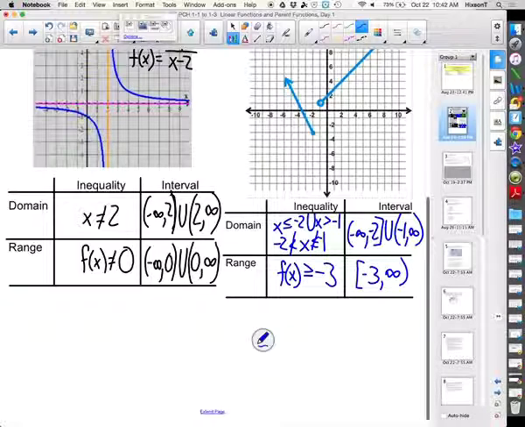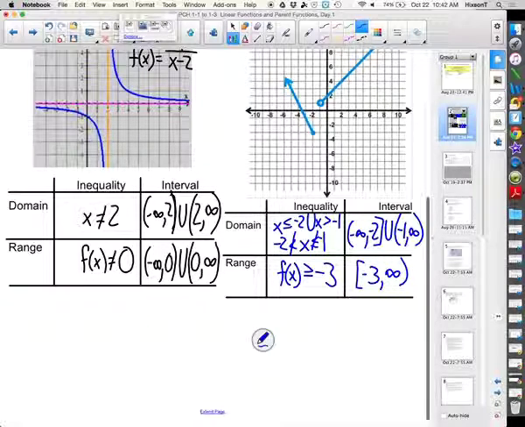Okay, so y can equal 1, because it equals 1 over on this part, right here. Any other questions?